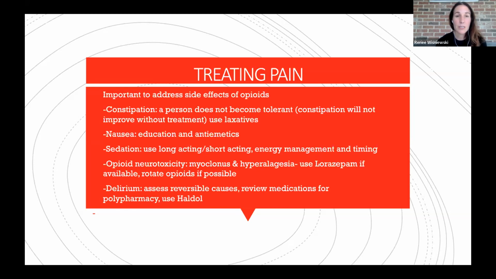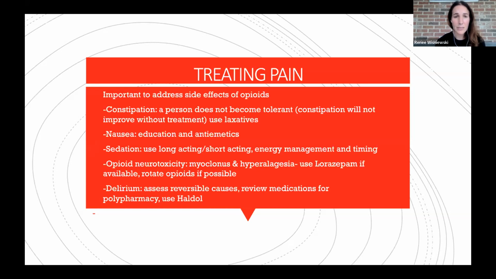Opioids can cause sedation. That's why we utilize long-acting and short-acting. Long-acting gives us more sustained pain relief, and short-acting is for breakthrough pain only. Important to address energy management and timing of taking pain medication. Opioid neurotoxicity, that's myoclonus or hyperalgesia. If myoclonus is present, you can use lorazepam if available. If not, we usually rotate to a different opioid if possible.